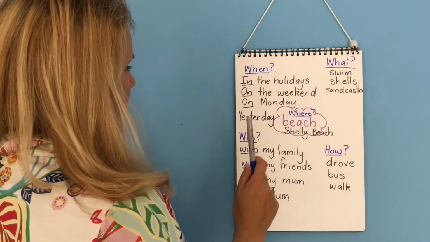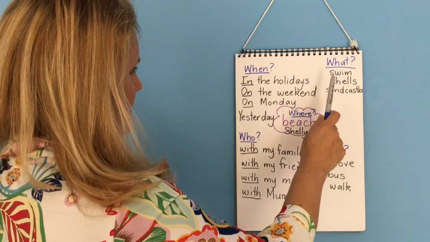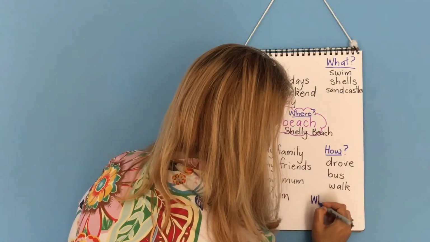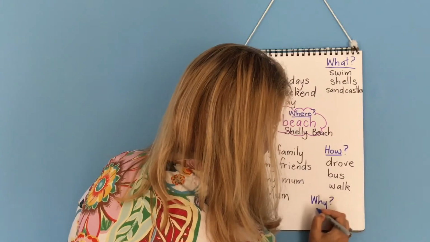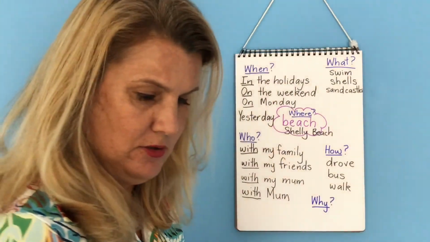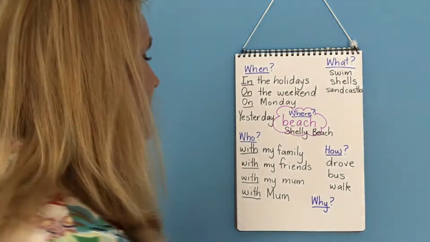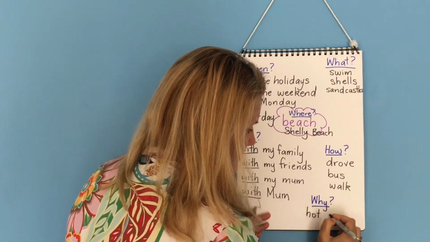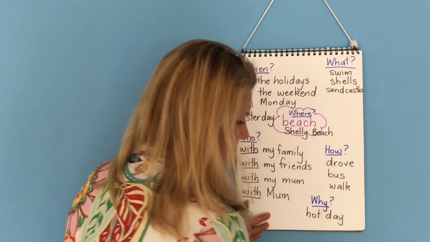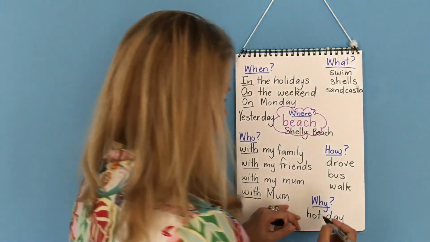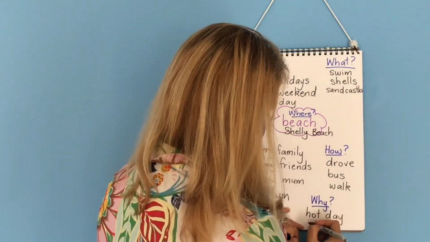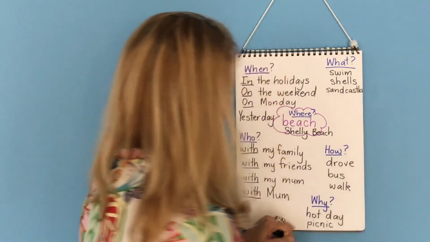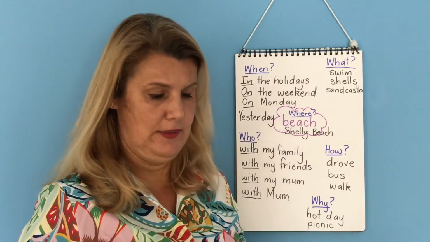Who, what, when, where, how, and why. Why did you go to the beach? Would you go to the beach on a cold, rainy day? Maybe you went to the beach because it was a hot day. Okay, maybe you went to the beach to meet some other people, meet some friends and family. Maybe you went to the beach to have a picnic. Lots of reasons.